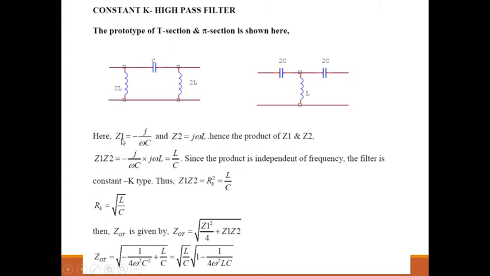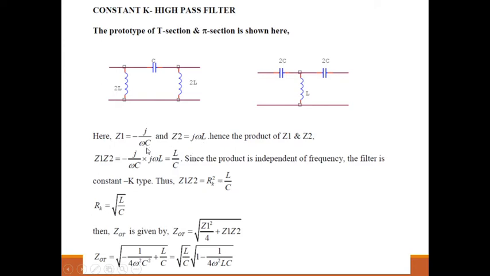For the low pass filter, Z1 should be j omega L, but here Z1 should be minus j divided by omega C. So Z1 and Z2 are entirely interchanged. That is why it works opposite to the low pass filter. The impedance values are entirely interchanged.